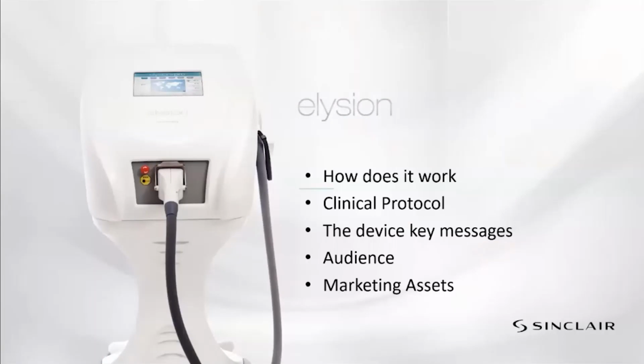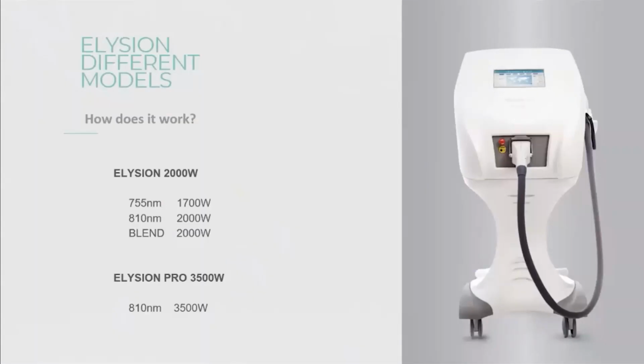So now we have already finished with the Primelase device training, and we're going to move to the Elysion training. So again, we're going to go through how the device works, the clinical protocol step by step, the device key messages, also the audience, and the marketing assets. As we said, both devices work with the same technology and similar configuration, but there are quite a few differences that make Primelase more powerful than Elysion. That's why we need to explain the main differences between them.